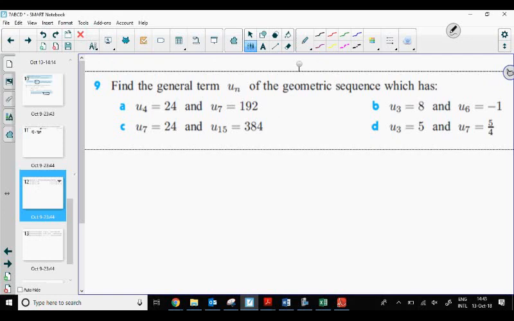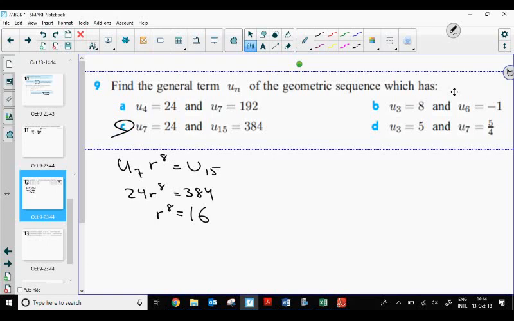Finding the general term of a geometric sequence. So just like the last section, we can do one of these. I don't know, let's do letter C here. So to get from u sub 7 to u sub 15, we need to multiply by r 8 times. So u sub 7 times r to the 8th is going to equal u sub 15. And again, we're just going to substitute in 24 and 384. And then solving for r, we have r to the 8th is equal to 16. I know that r to the 4th equal to 16 would give me r equals 2. That means that in this case, r has to equal the square root of 2.